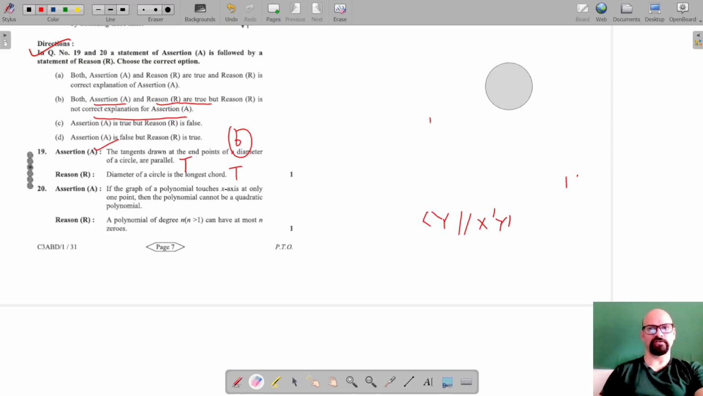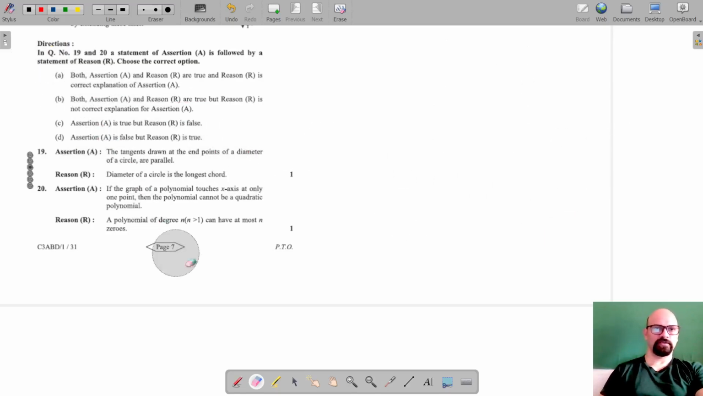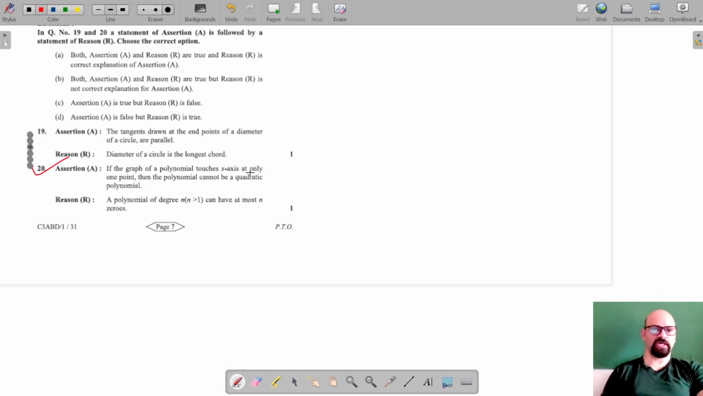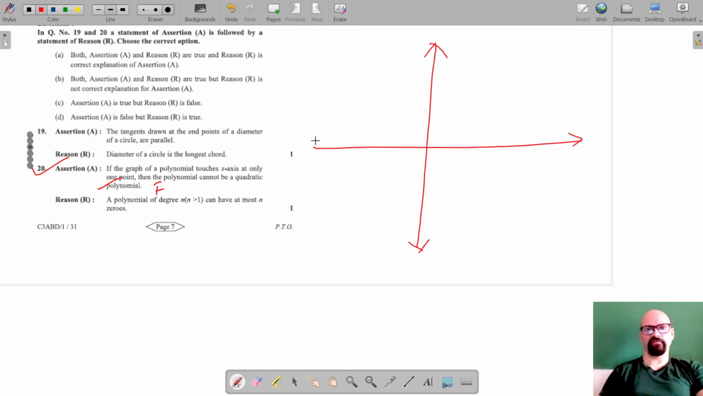And moving on to question number 20, which says that if the graph of a polynomial touches the x-axis at only one point, then the polynomial cannot be a quadratic polynomial, which is false. Because let's say the graph of the polynomial, if it's a quadratic, it can be like this, which touches the x-axis at one point, and this is the graph of a quadratic polynomial. So this assertion is false, and a polynomial of degree n can have at most n zeros.